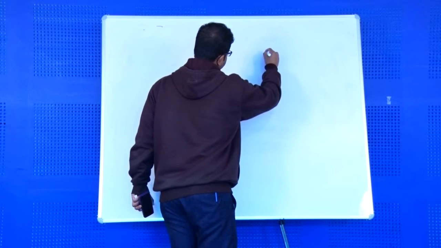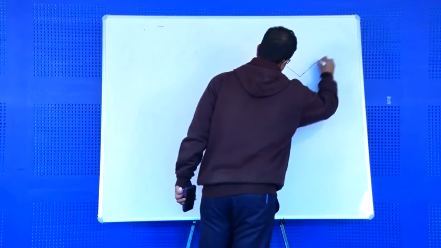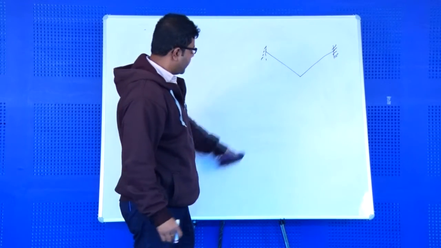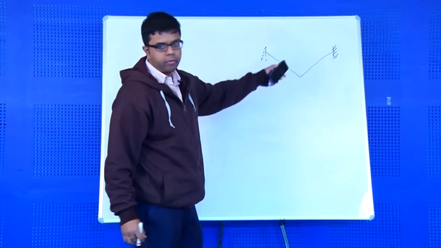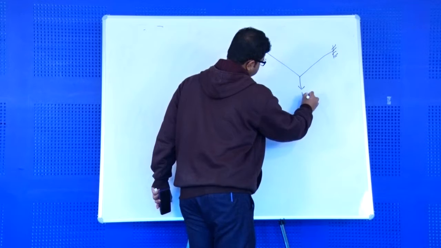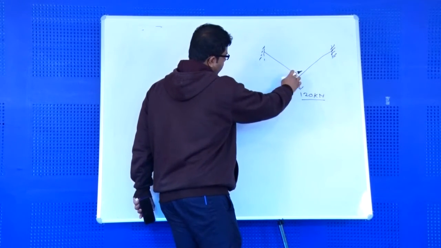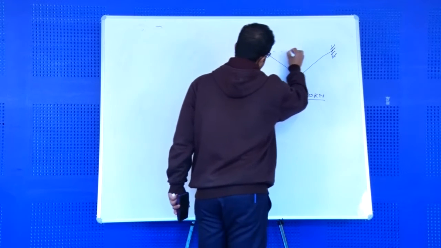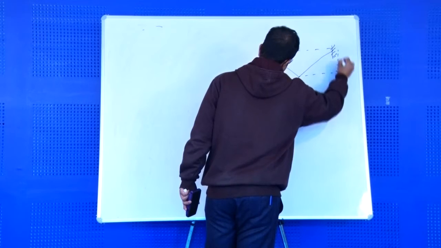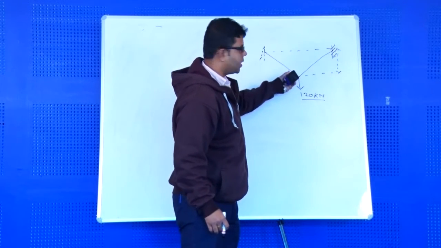Suppose this is a cable, these are the supports, this is the cable, and obviously from the figure we can see this is the loading. Suppose the loading is 120 kilonewton, because the cable dips at this point. So see, this is the central dip of the cable.